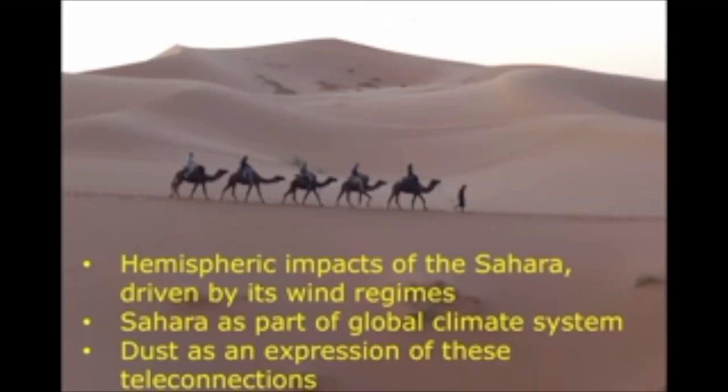In summary, dust from the Sahara can travel thousands of kilometers from source and affect people and the environment in different ways right across the Northern Hemisphere. This dust transport is driven by the distinctive wind regimes of the Sahara, similar to those found in other hot deserts. This dust export means that the Sahara is not remote and isolated, but is connected to the global climate system. Dust is a physical expression of these global-scale teleconnections.